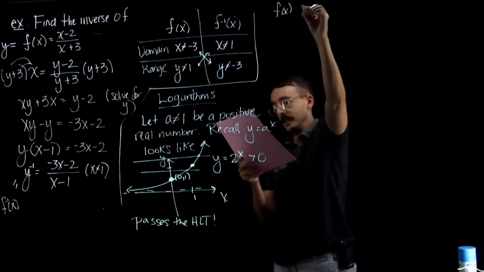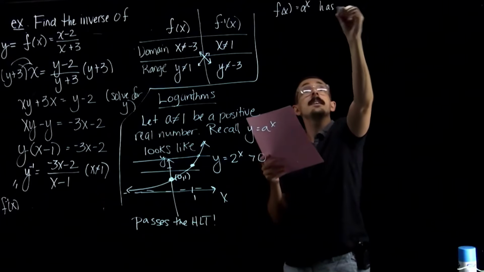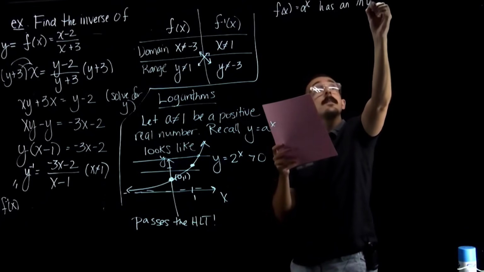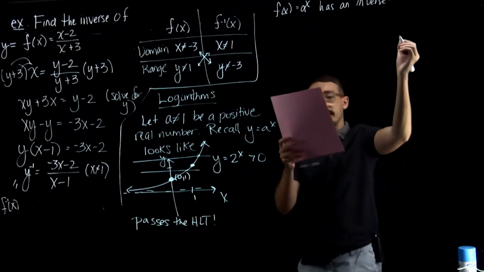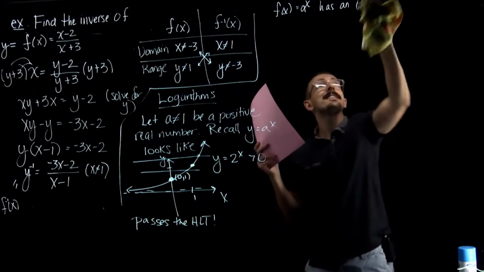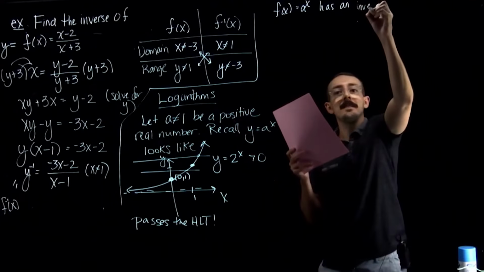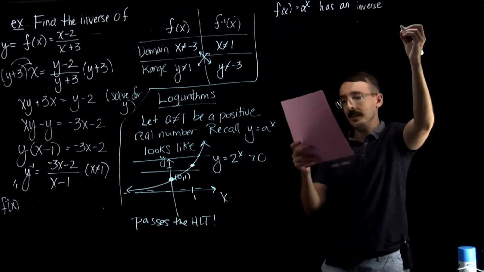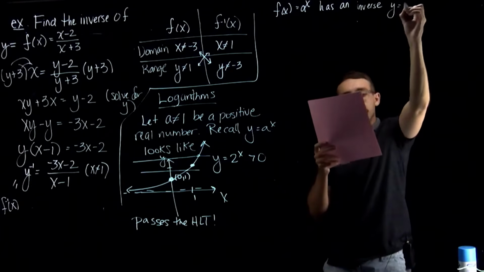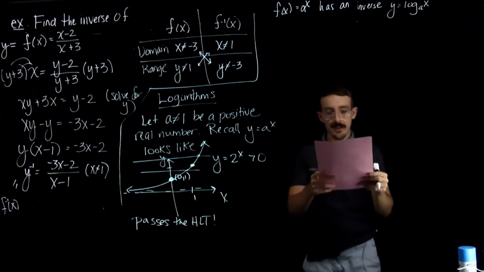So let me write that over here to summarize. F of x equals a to the x has an inverse. We call it the logarithm. Let me lower that. It has an inverse y equals log base a of x. So it has a special name. It's the logarithm.